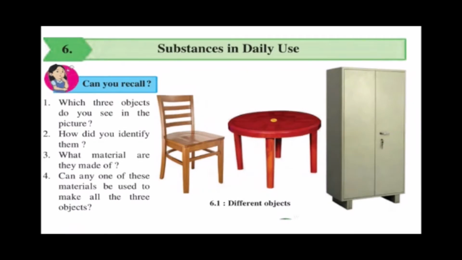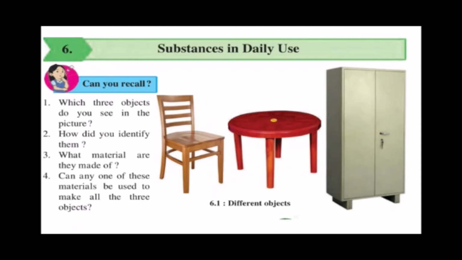Here you can see different objects. And here, some questions are there for you. Which 3 objects do you see in the picture? Obviously, I know that you all know. Chair, table and cupboard. How did you identify them? Because these are the objects which you find in your house.